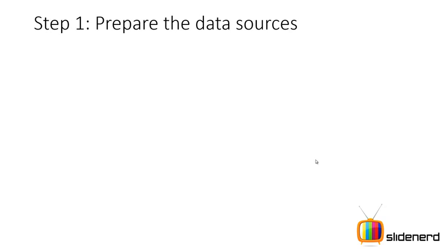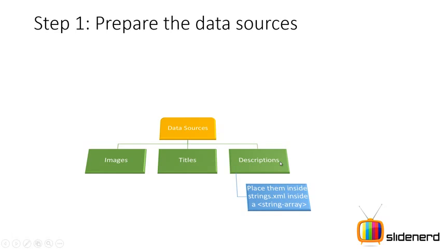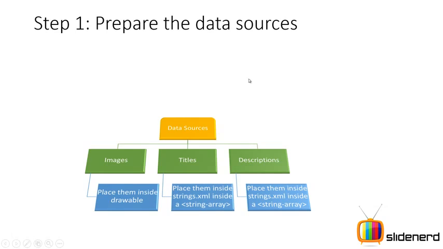Alright, so step 1, prepare the data sources. We need to find a way to store the image and those titles and descriptions that we need. So the data sources include images, titles, and descriptions. Now descriptions can be stored inside the strings.xml file inside the string array tag over here. Same way, you can place images inside the drawable folder inside your res folder. Alright, and then you can have your titles inside the strings.xml in the same way in the string array tag.